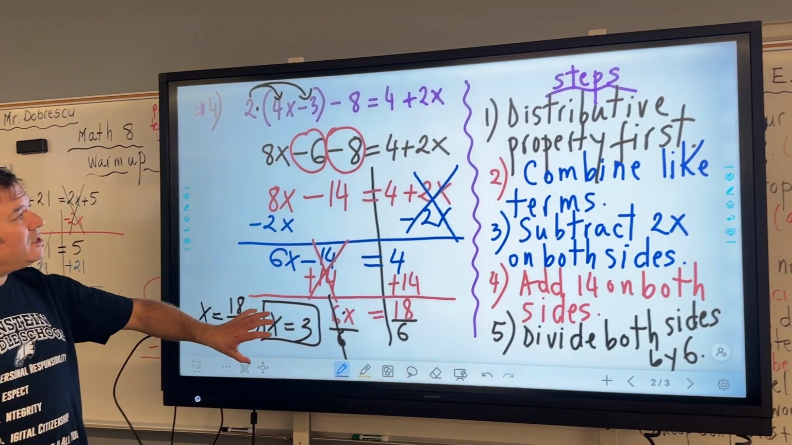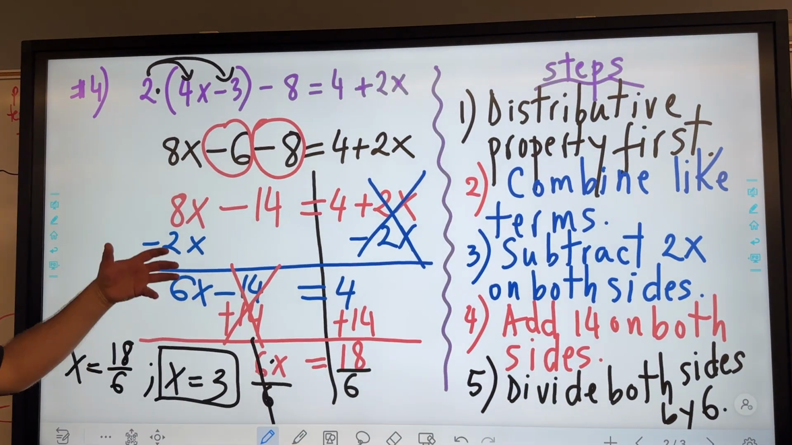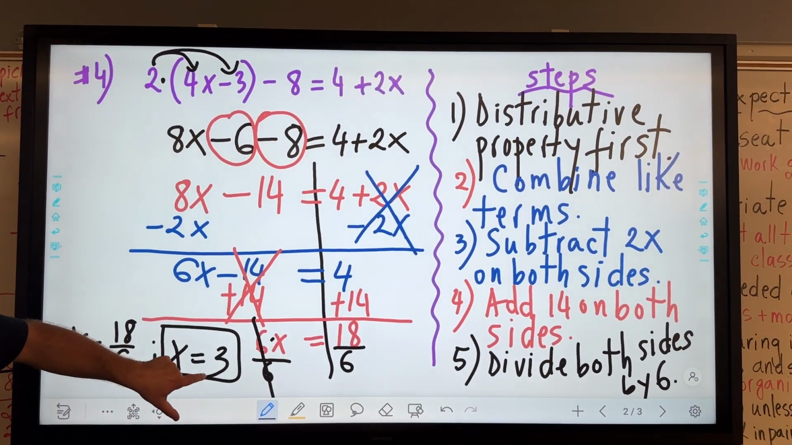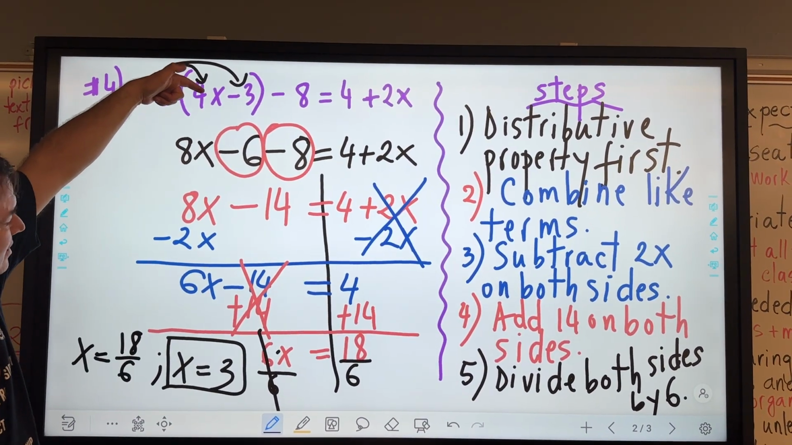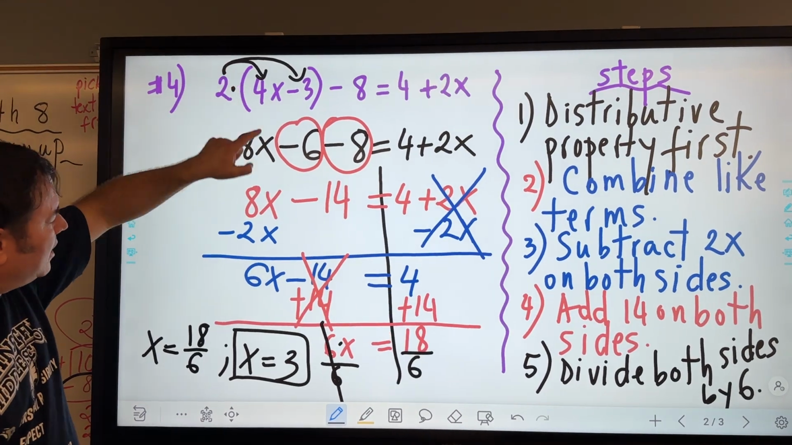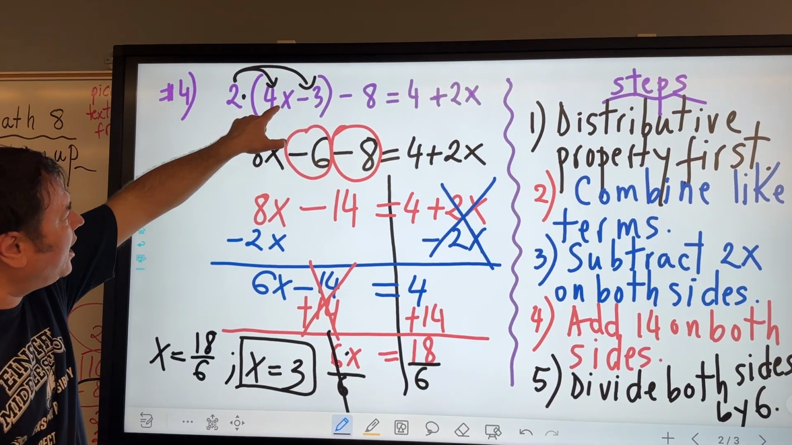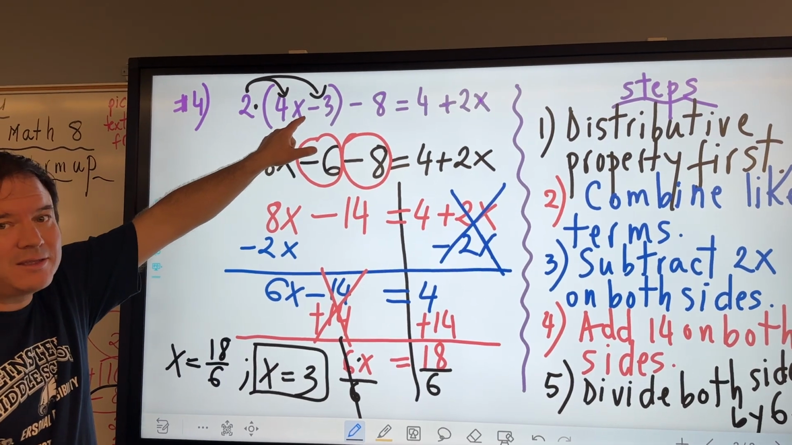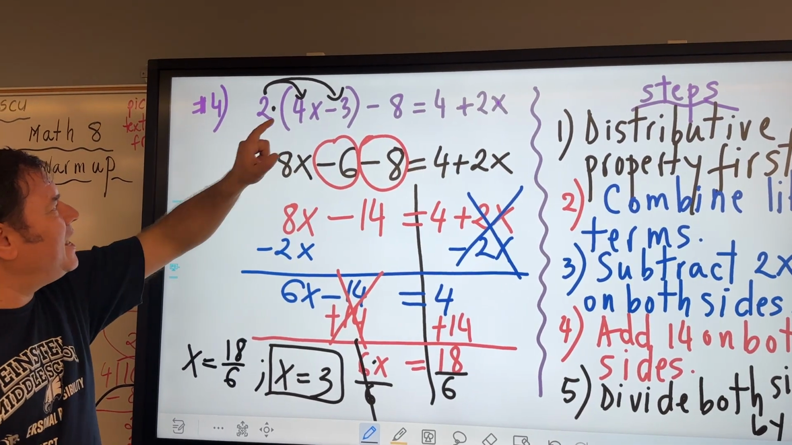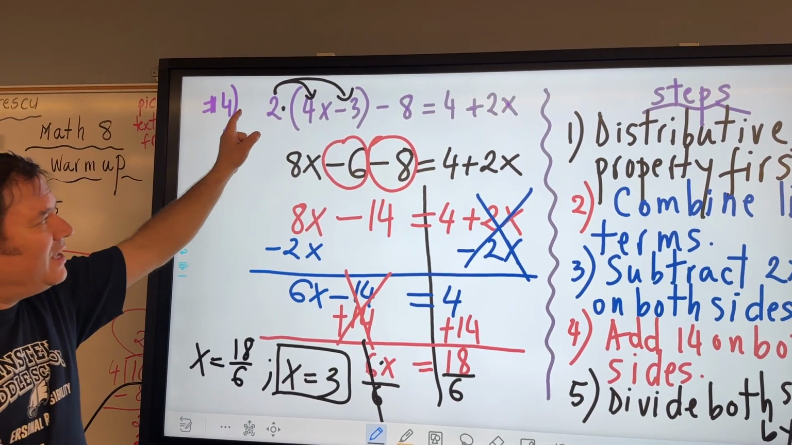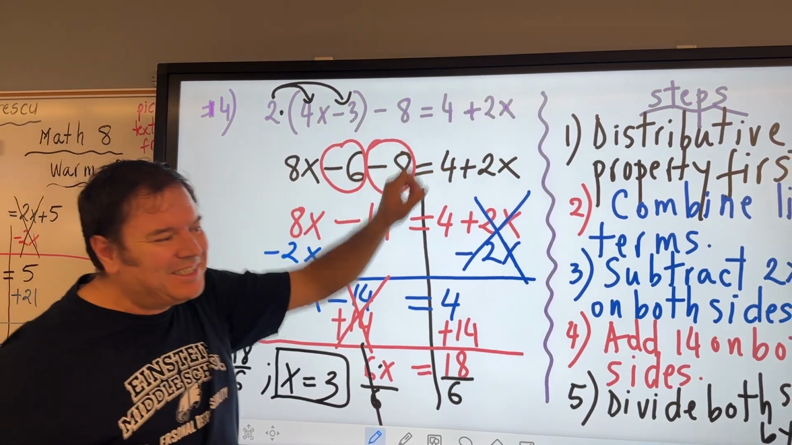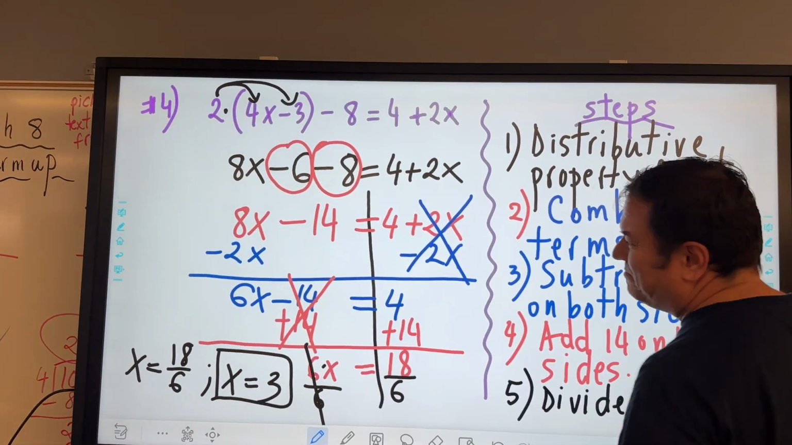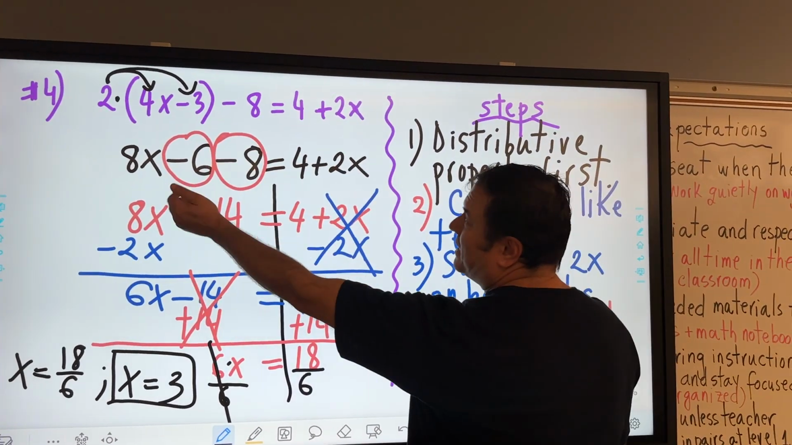So again, if you want to check your work to make sure that this is the right answer, we are going to plug 3 into the x. Let's do it because it's a small number. And we have 4 times 3 is 12. 12 minus 3. 12 minus 3 is what? 9. And 9 times 2 is 18. And 18 minus 8 is 10. So we got 10 to the left side of the equation.